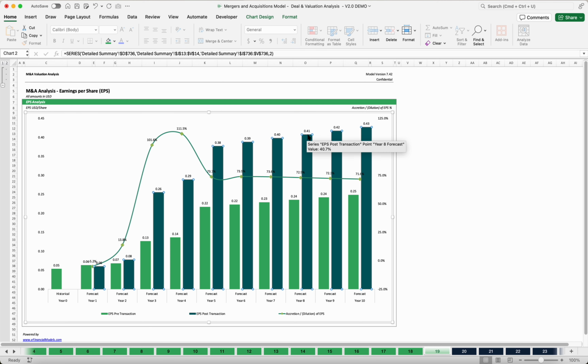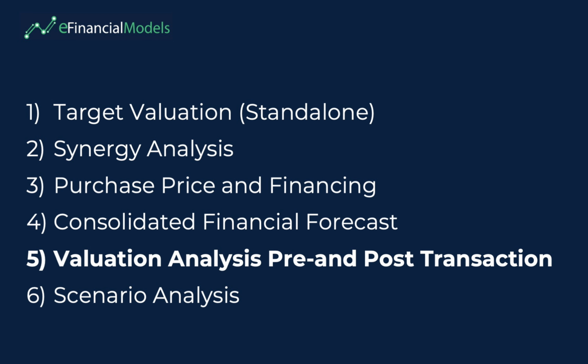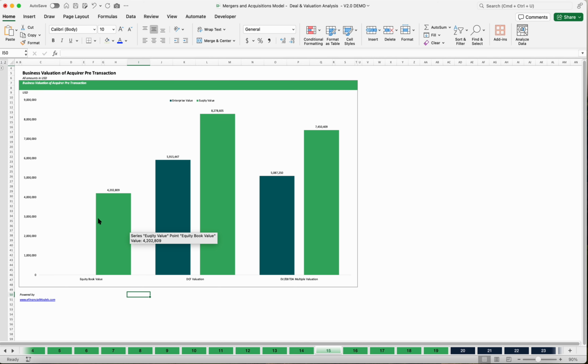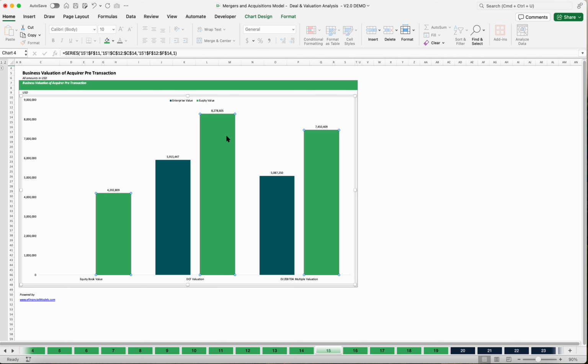In this case, this also means that this transaction is pretty attractive for shareholders. Analyzing the valuation pre and post transaction is the next point on our list. We already talked about this, but basically we need the valuation of the acquirer. And we use, again, 3 valuation methods. And here we have either the enterprise value, which is darker, or we have the equity value.